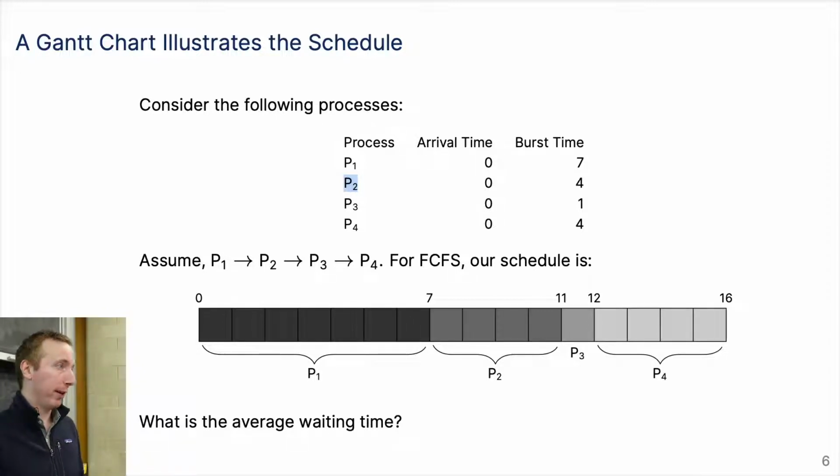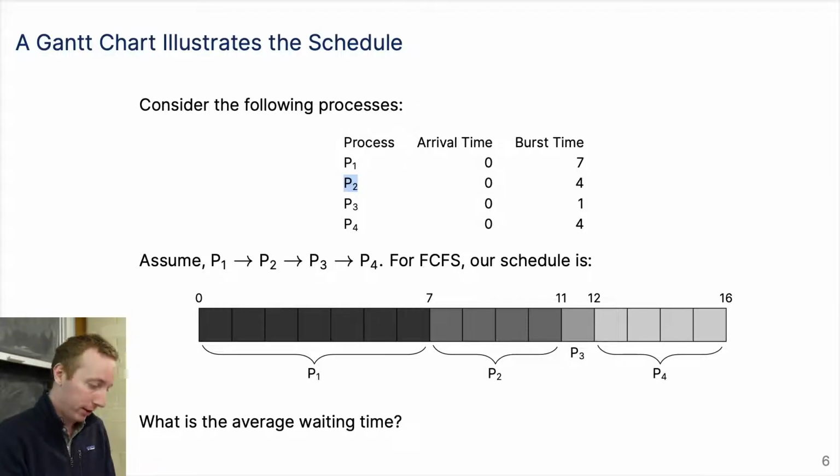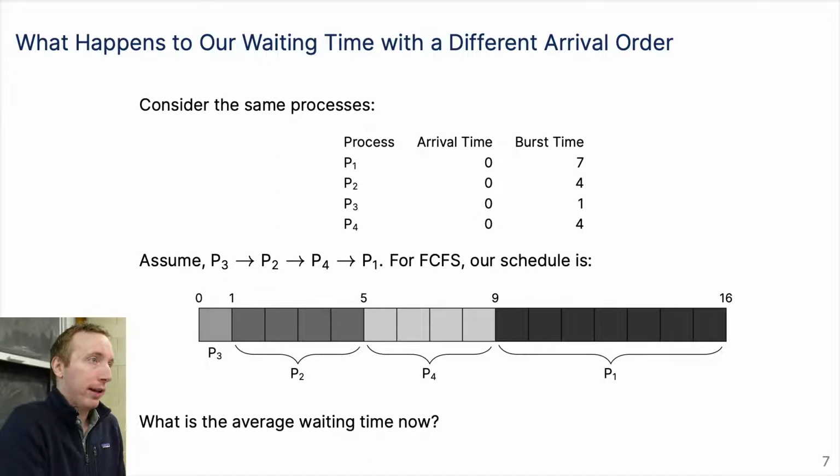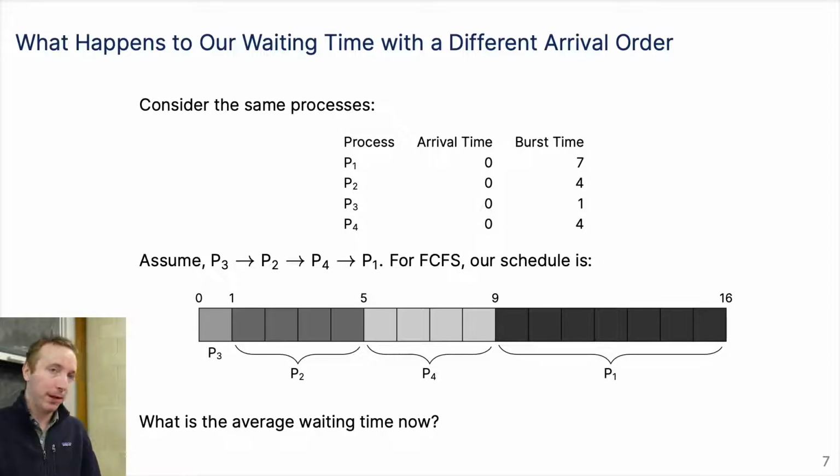So the average waiting time is 7.5 time units for our 3 processes. So cool. Let's compare that to what happens if they arrive in a different order. Again, all their arrival times are at t equals 0, but now to break the tie, I'll just assume P3 arrives first, then P2, then P4, then P1.